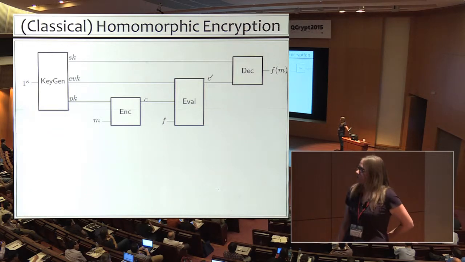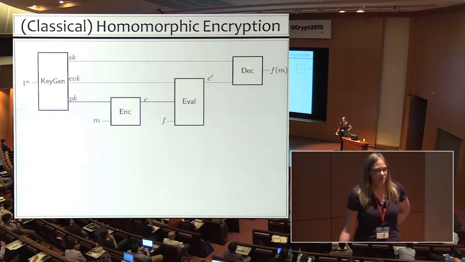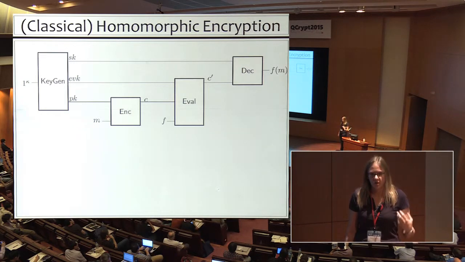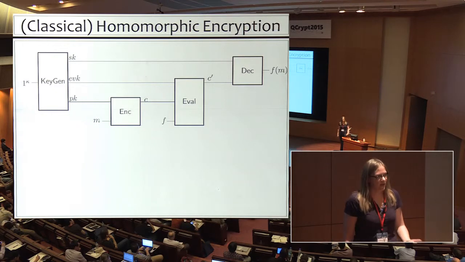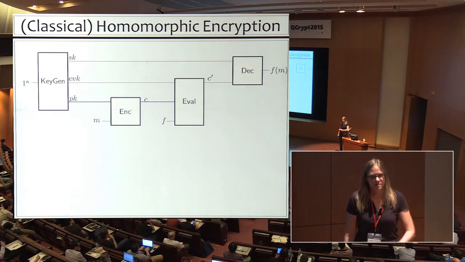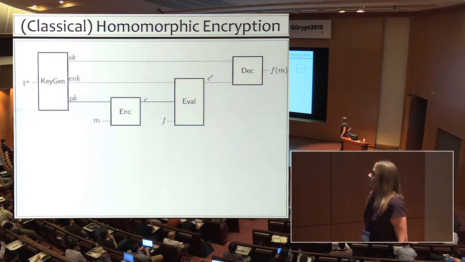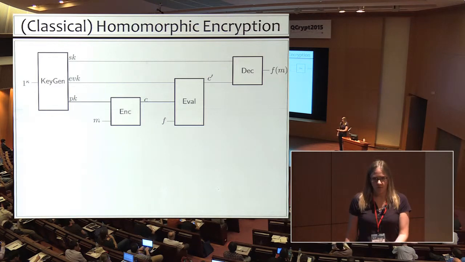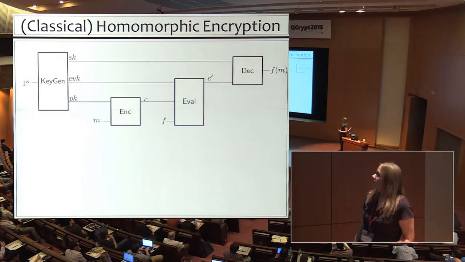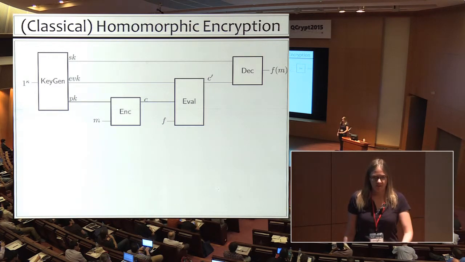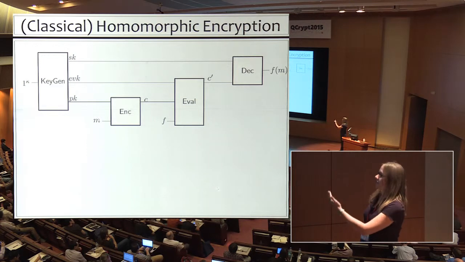Then there's an evaluation procedure, which takes an evaluation key and a ciphertext, as well as some function f, which we describe by some circuit in some universal classical gate set. So for example, a circuit consisting of addition and multiplication gates. And then the evaluation procedure outputs another ciphertext, C prime. And then finally, a decryption procedure takes a ciphertext and a decryption key, and it outputs a plaintext, which we hope is the result of applying f to the message m.